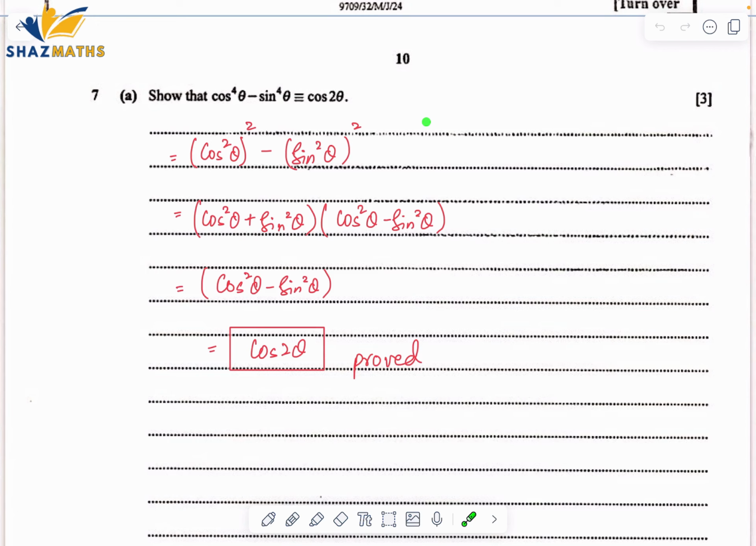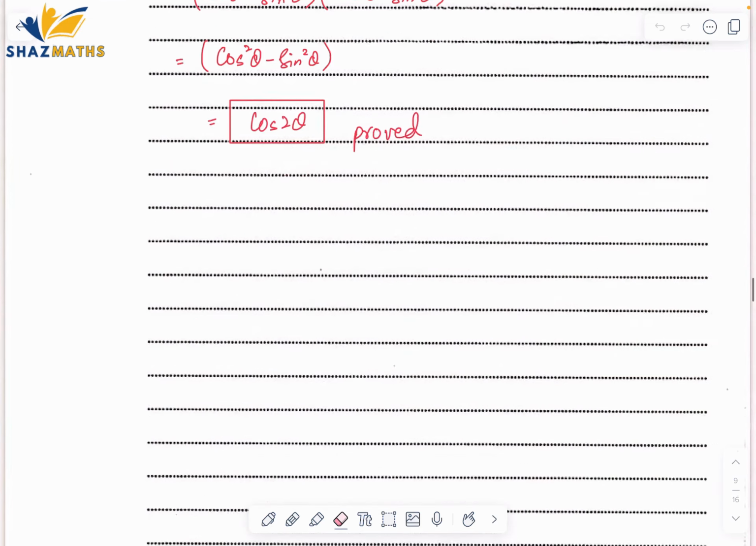So this is basically a squared minus b squared equals a plus b into a minus b. So we'll factorize using a plus b into a minus b. Since cos squared plus sine squared equals 1, we'll be left with cos squared minus sine squared, which is equal to cos of 2 theta. So that's our first part.